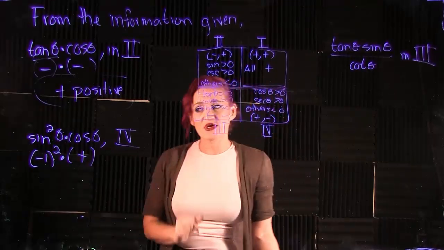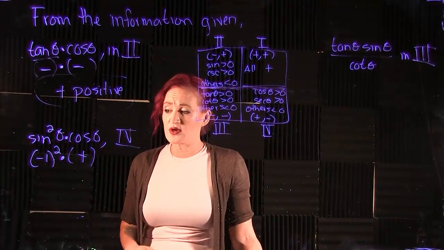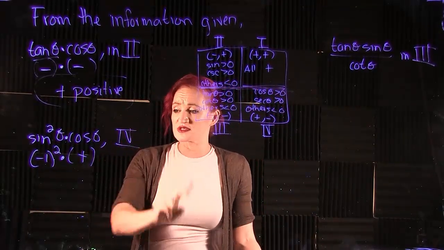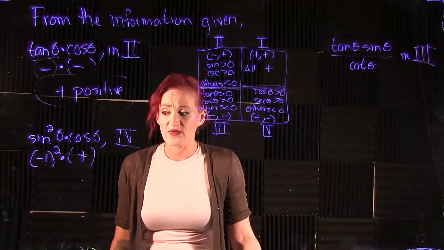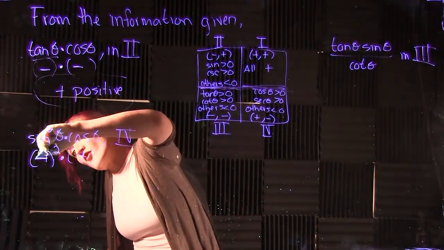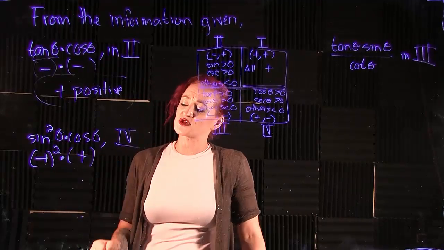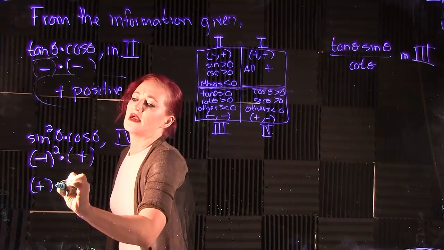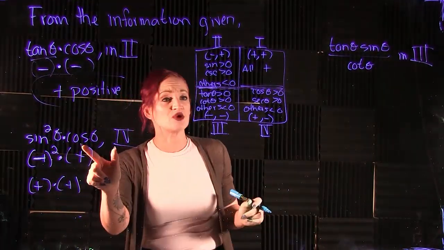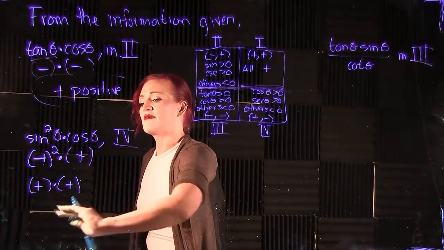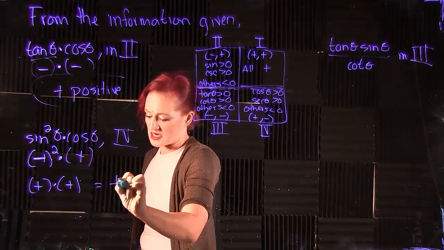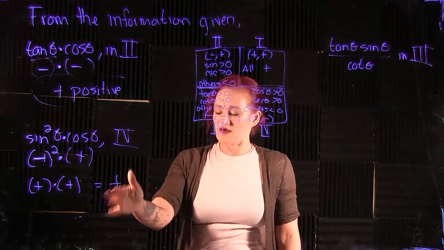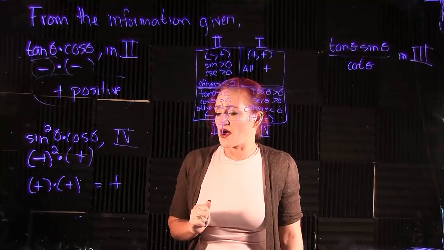Now do keep in mind that this is sine squared. So that means we're going to have two of those negatives, right? A negative times a negative. And we know that that's going to be squared. A negative squared, negative times negative, is positive, times the positive value of cosine theta would leave us with a positive situation, giving us a positive value in the end for that one.